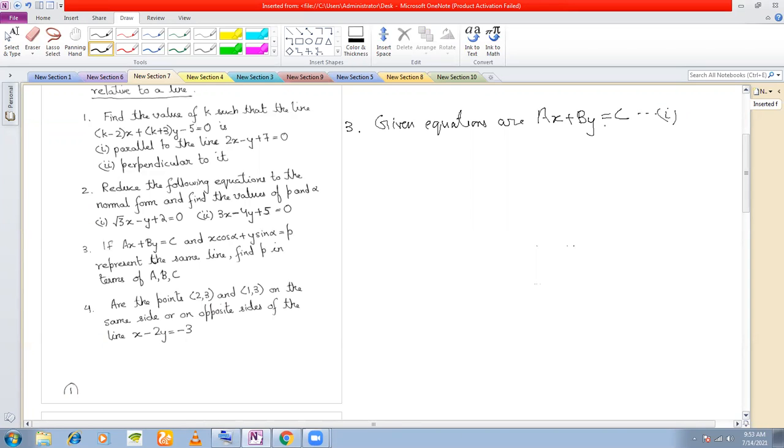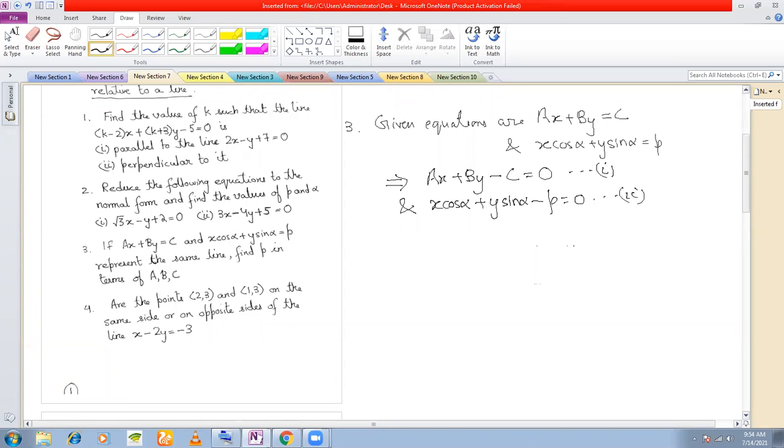Call this one, and x cos alpha plus y sin alpha is equal to p. Let's not call this one. In fact, take everything on the left hand side, that is ax plus by minus c is equal to 0, and x cos alpha plus y sin alpha minus p is equal to 0. Now call this 1 and 2.